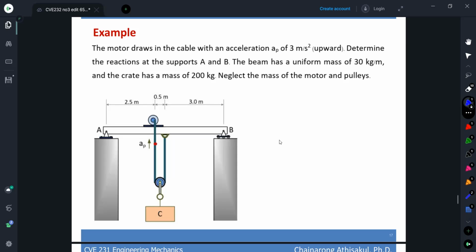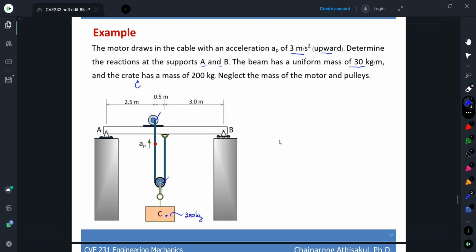The motor draws in the cable with an acceleration a_P of 3 meters per second squared upward. Determine the reactions at supports A and B of the beam. The beam has a uniform mass of 30 kilograms per meter, and the crate C has a mass of 200 kilograms. For this problem, we will not consider the mass of the motor. This is the motor and the pulley.